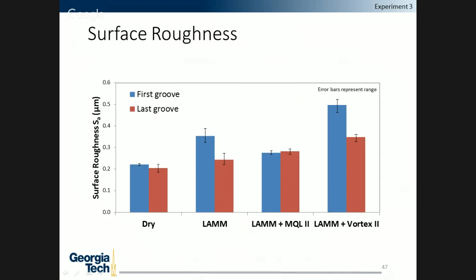The one interesting result from this is dry actually had the smoothest surface compared to all the other tests, and that's because dry had the most tool wear, and because of the tool wear, it had more of a burnishing effect on the bottom surface, leading to a much smoother surface compared to LAM, LAM plus MQL, and LAM plus Vortex 2, as we've shown.